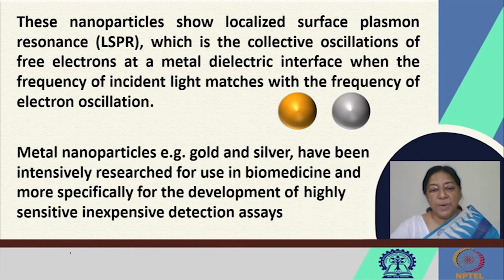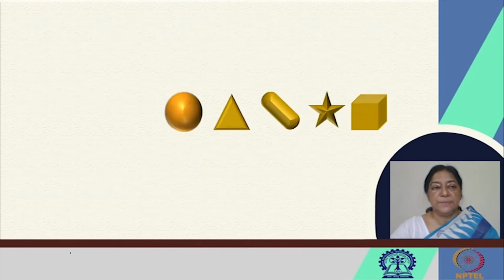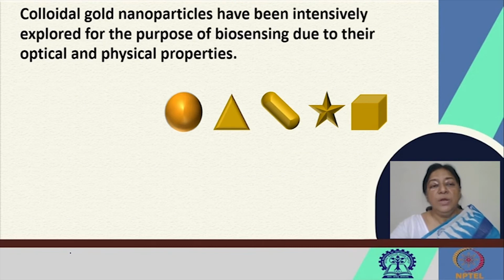The metal nanoparticles, for example, gold and silver, have been intensively researched for use in biomedicine and more specifically for the development of high sensitive, inexpensive detection assays. The colloidal gold nanoparticles have been intensively explored for the purpose of biosensing due to their optical and physical properties.